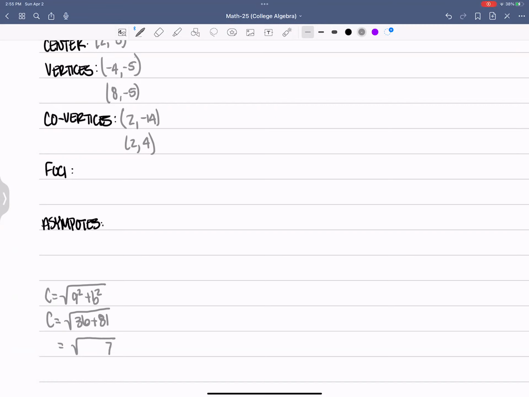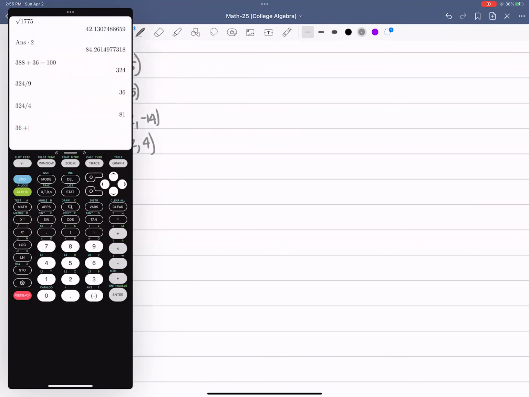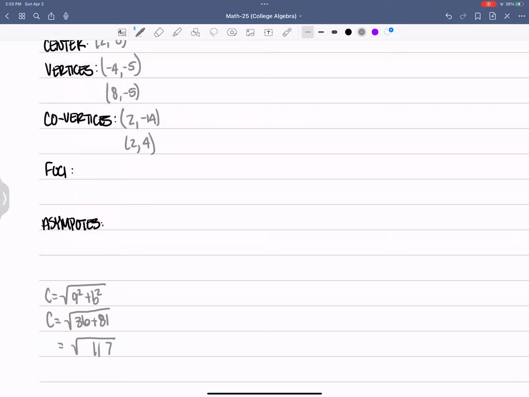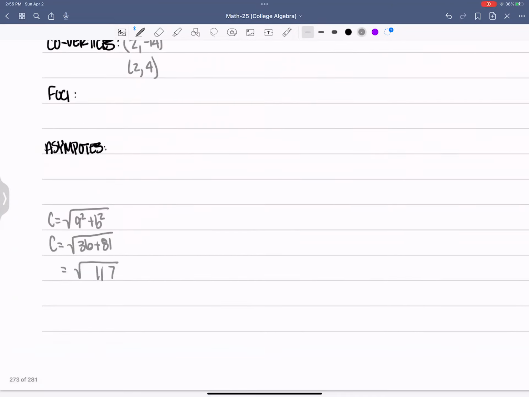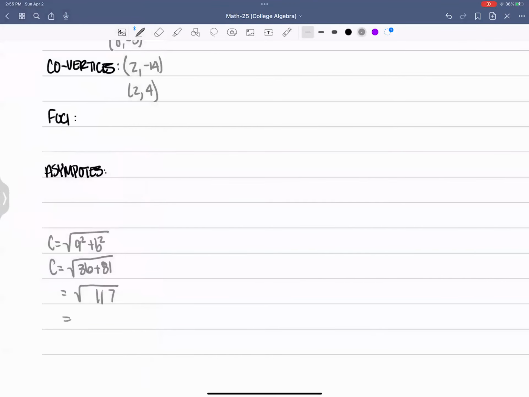So 6, 7. Just make sure. So we have 36 plus 81, 117. And that doesn't simplify. I don't think it simplifies at all. Oh, yeah, it does. So divide that by 9. So this simplifies to 3 root 13. Not that pretty, but I think we could still work with it.